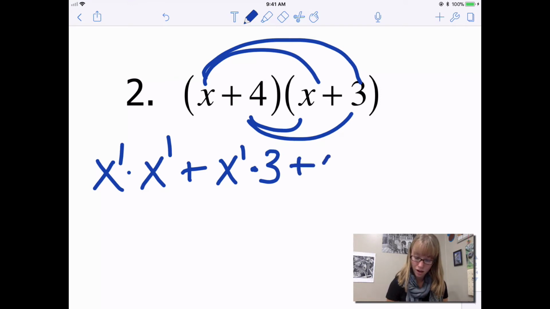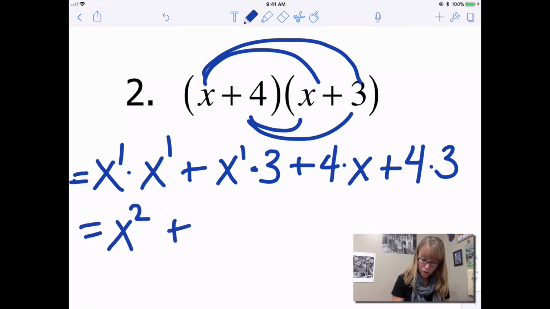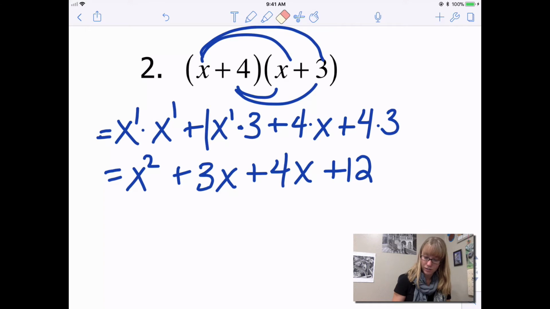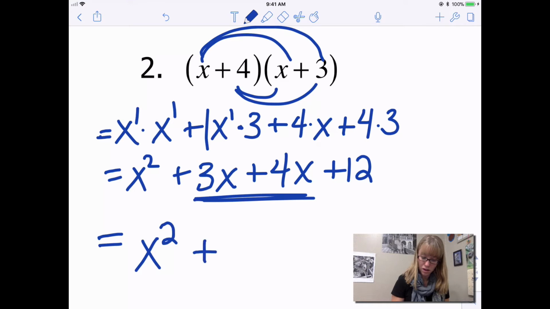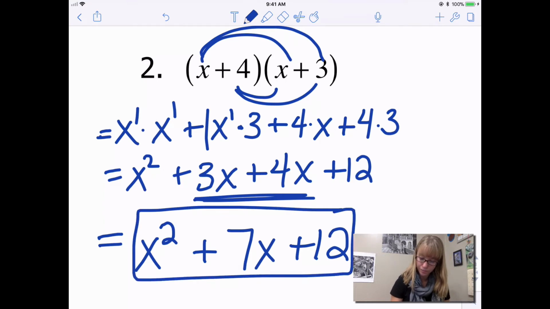Then we do the 4. 4 times x, and then plus 4 times 3. I know that x to the first times x to the first is x squared. 1 times 3 is 3, so I have 3x. 4 times x is just 4x. And then 4 times 3 is 12. On this one, I notice that I actually have some like terms. So I say, well, x squared doesn't have any other like terms. But 3x and 4x, I have 3 plus 4 is 7. That doesn't change the x's. It just tells me how many I have. And then plus 12 is my final answer.